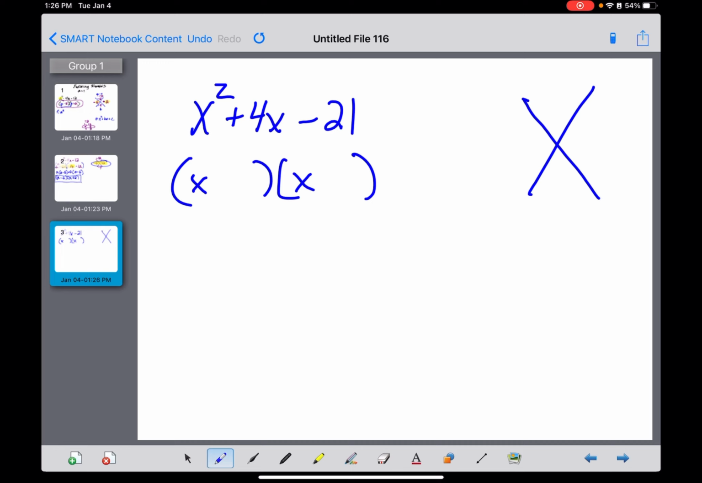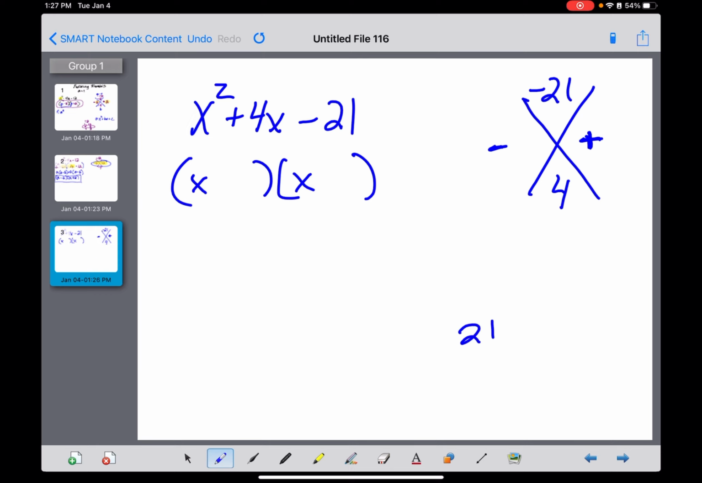What number goes on top? Negative 21 goes on top. On the bottom? 4. So we've got a negative and a positive. So if we have a negative on the top, that still means we're going to have a negative on one of them, and one of them has to be positive. Because again, the middles have to multiply to be the top, add together to be the bottom.